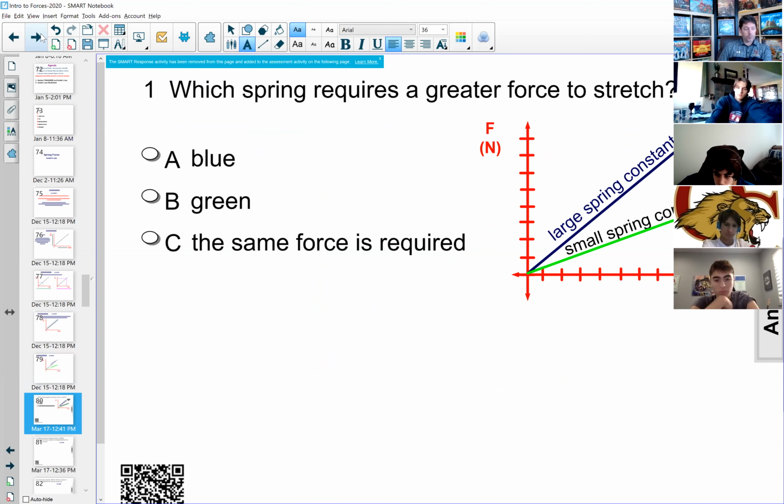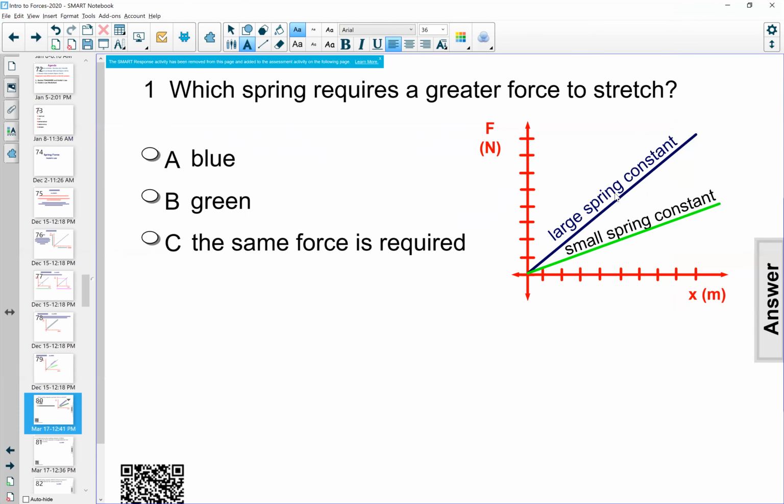So just a couple quick review questions to make sure you're remembering what you need to remember about Hooke's law. If we're looking at these two examples where we've got the blue line representing a blue spring and the green line representing a green spring, which one requires greater force to stretch, blue or green? You can put it in the chat, A, B, or C if it would be the same.